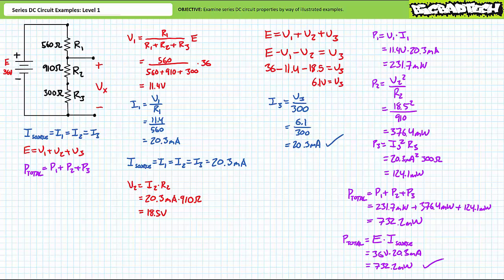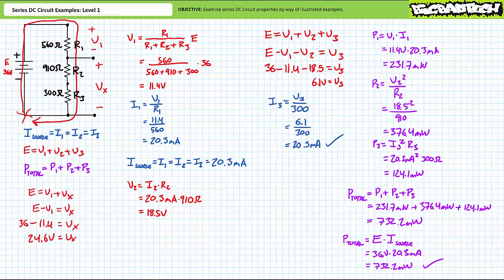Let's now use Kirchhoff's voltage law to examine unknown voltage Vx. Another application of Kirchhoff's voltage law, starting here and traveling in the clockwise direction, demonstrates that E equals V1 plus Vx, where an algebraic manipulation demonstrates that E minus V1 equals Vx. Substituting in our given values demonstrates that Vx is 24.6 volts.